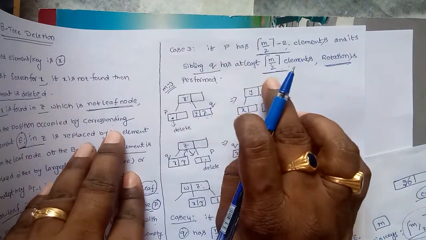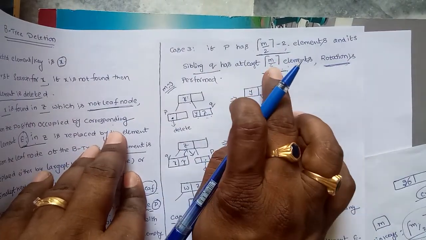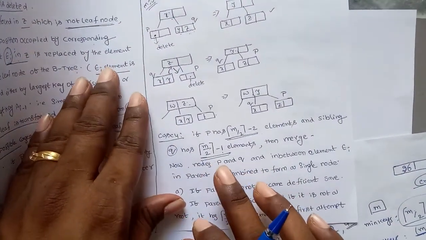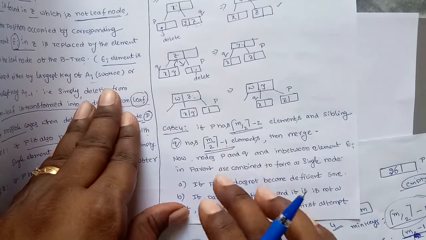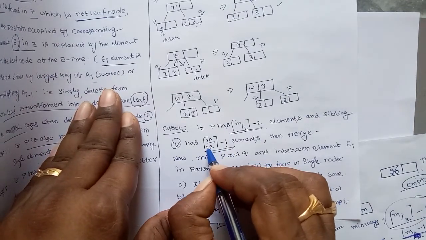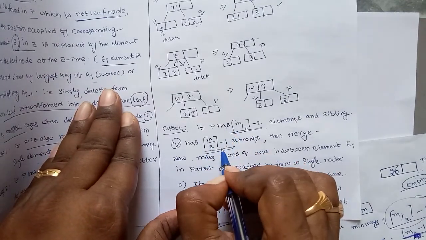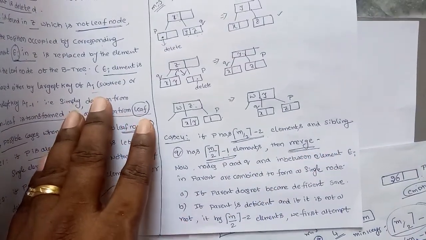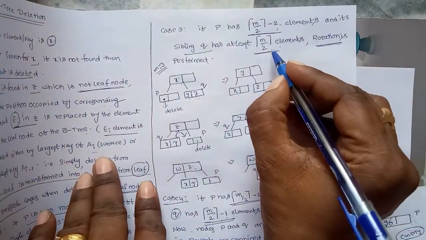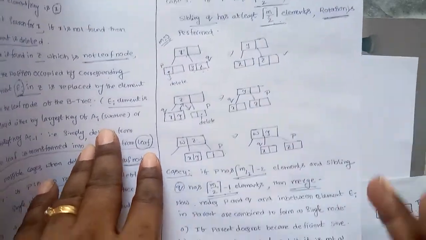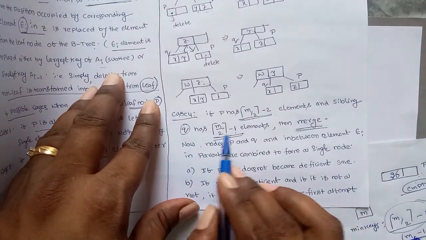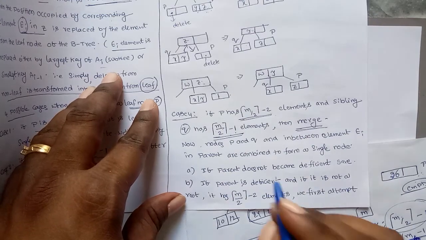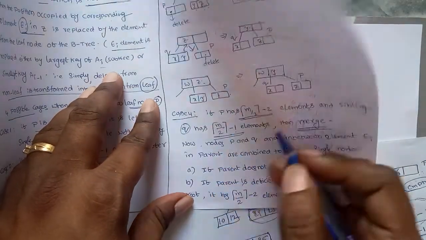Suppose in case 3, if Q contains one additional element, we borrow from Q to P. But in this case, Q has exactly the required number of elements. If we remove an element from Q and place it in P, Q violates the property. So in that case, we perform the merge operation. If Q has more than the required elements, perform rotation. If the sibling has exactly the minimum elements, perform the merge operation.